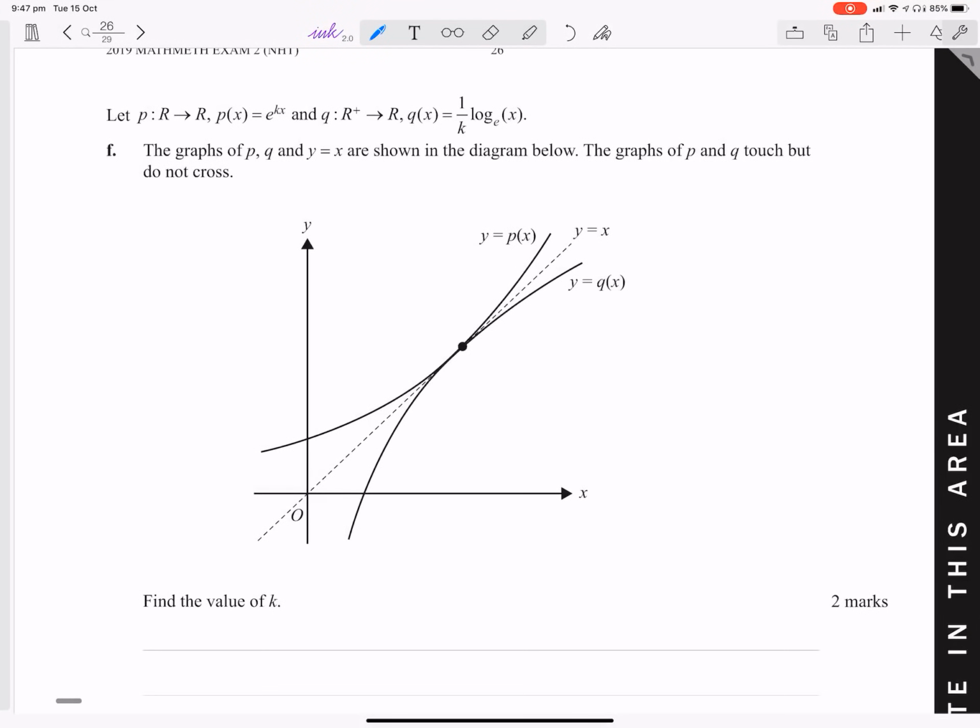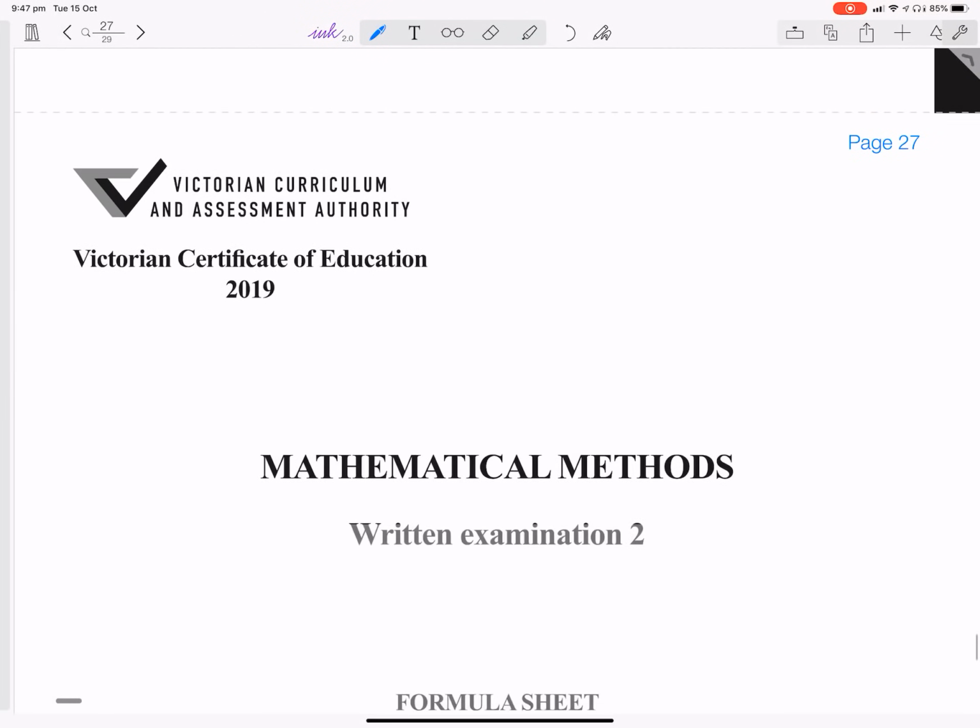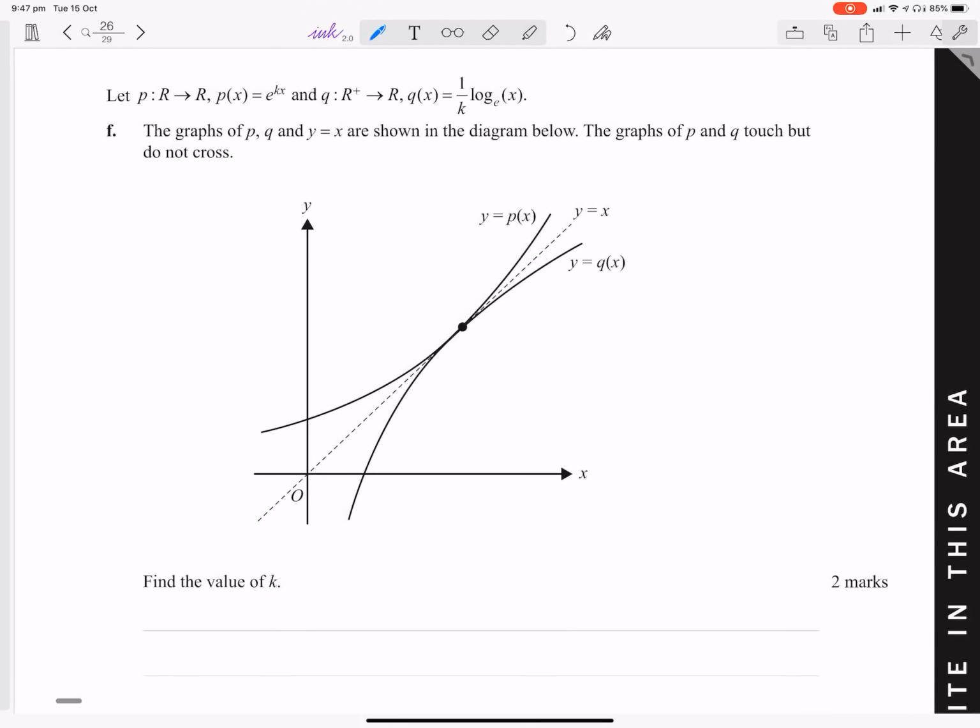Okay, e to the k of x. How much longer did... Oh, I wrote at the end. E to the k of x, 1 on k log e x, so they're the inverse of each other. So they'll touch on the line y equals x, where the gradient's equal to 1. Find the value of k.